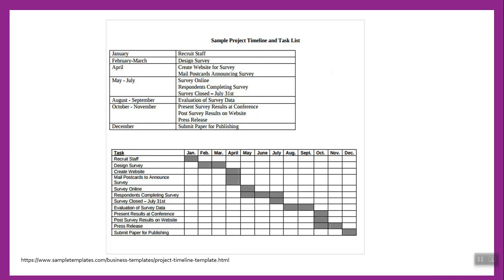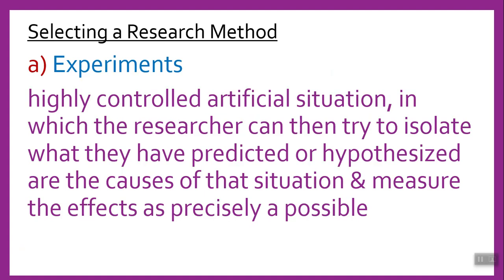So, selecting a research method, the first one we're looking at is experiments. To me, when you talk about research, this is the first thing most people automatically picture in their head, an experiment. Even if they don't really understand how an experiment works, when it involves people and not test tubes in a lab. What is an experiment? A highly controlled artificial situation. You are creating the situation for which the research will be done.